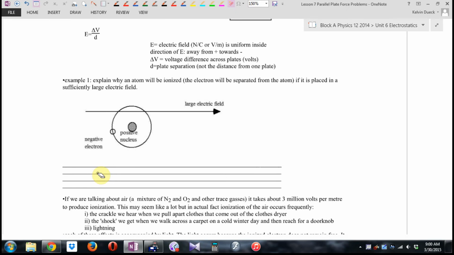Why? Well, first of all, what direction is this electric field in my picture? To the left or to the right? To the right, which means which way would a positive charge want to move if it could? To the right.